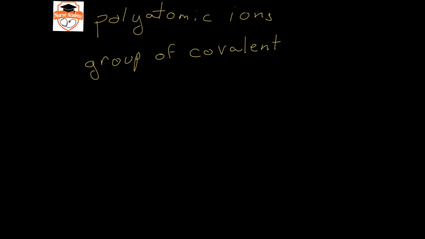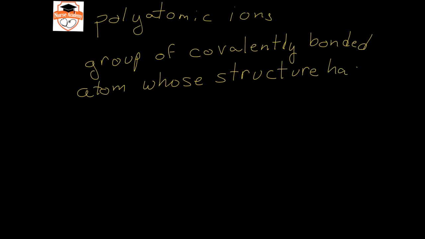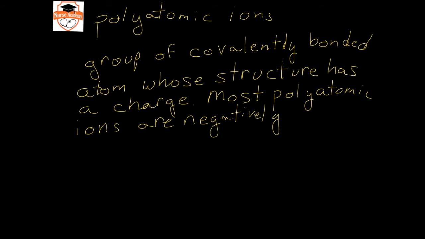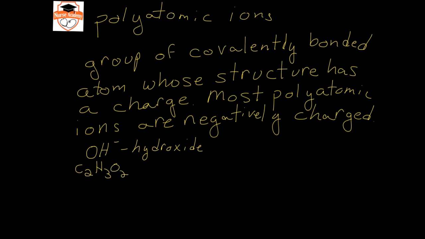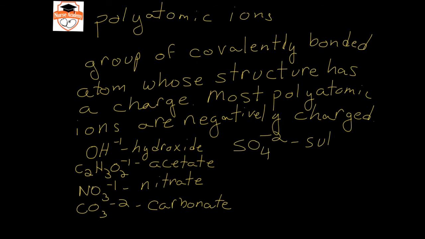Some compounds that are ionic will actually have what we call polyatomic ions in them. And polyatomic ions are a group of covalently bonded atoms whose structure has a charge. Most polyatomic ions are negatively charged. Some common polyatomic ions are hydroxide, acetate, nitrate, carbonate, sulfate, and phosphate.